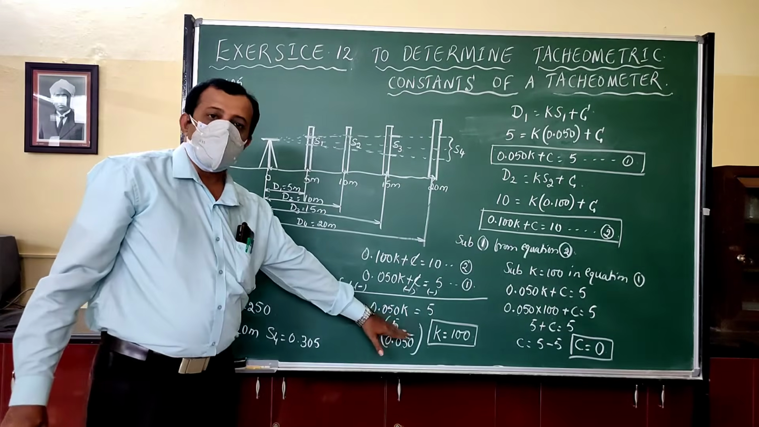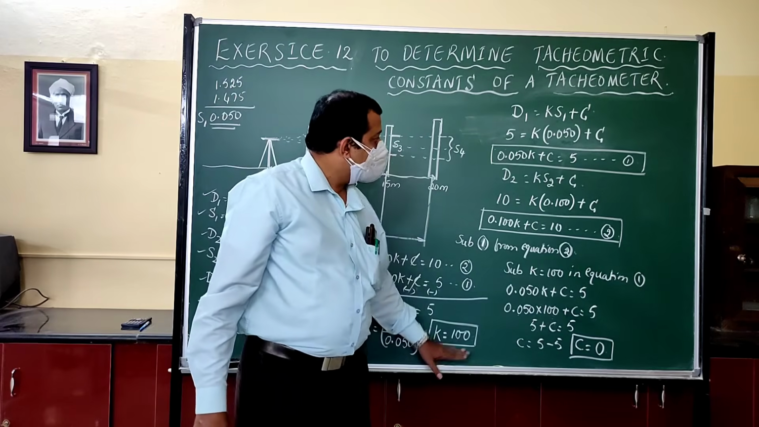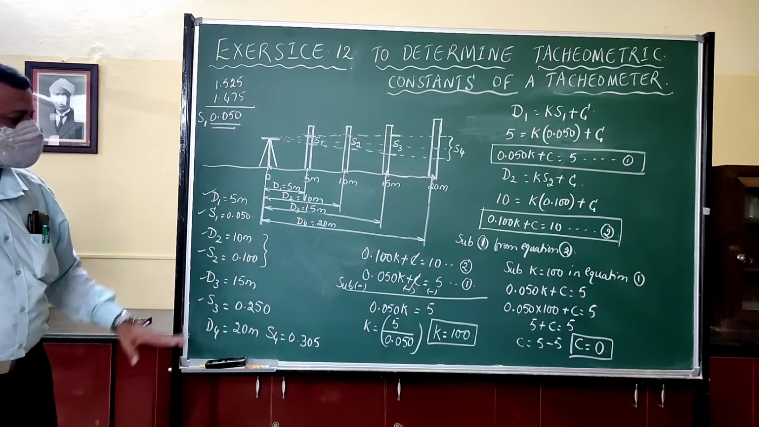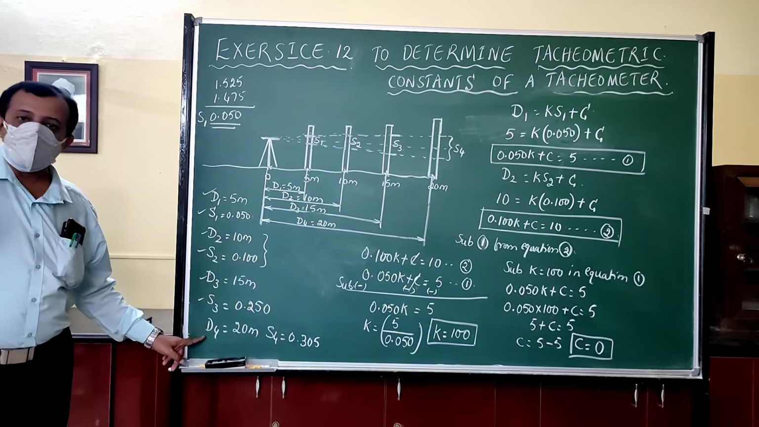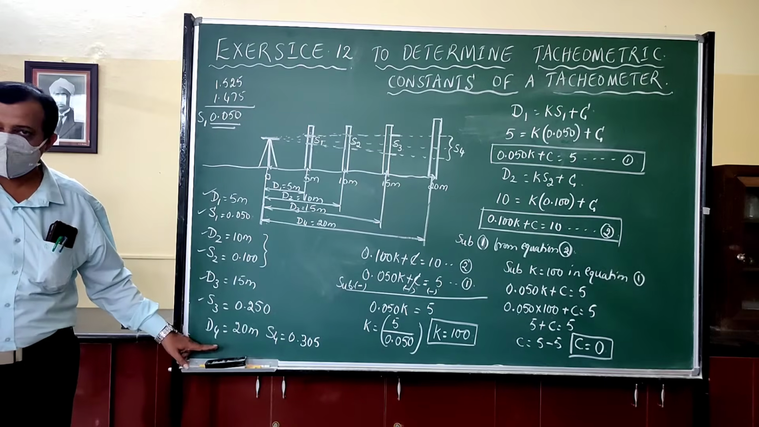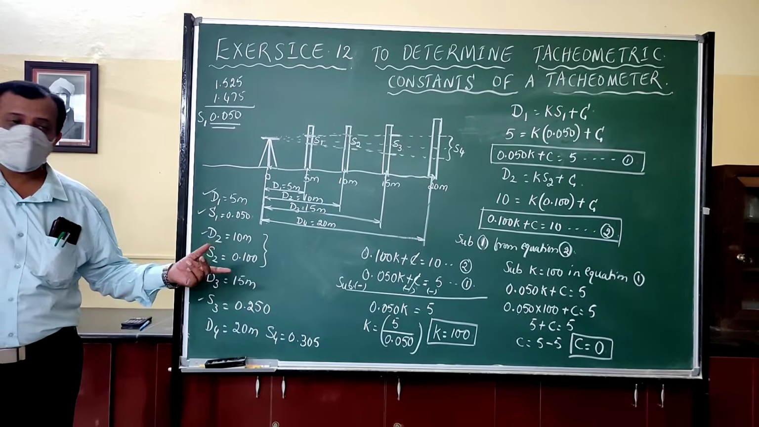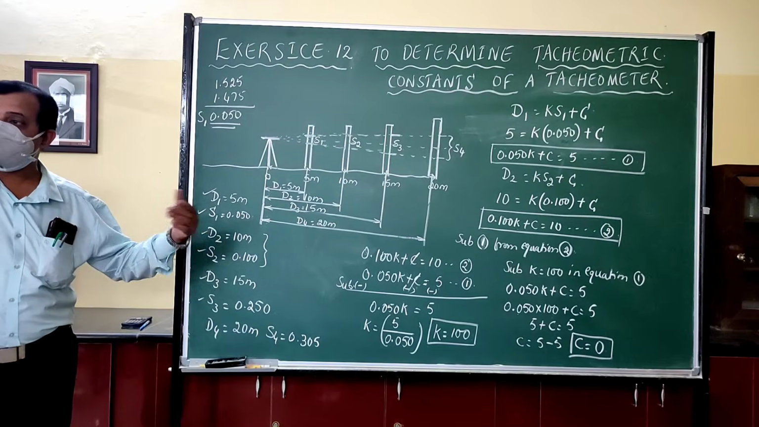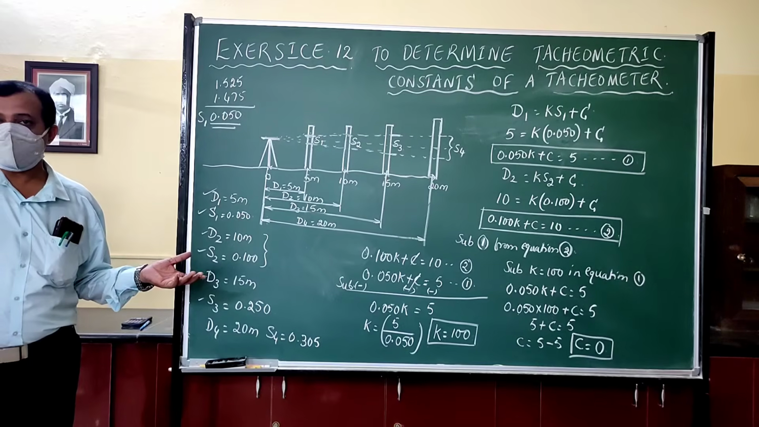These are the one set of equations, one set of values, right? K value and C value we have calculated for the one set. Similarly, you have to do the calculation for K and C for the another set, for D3 and D4, right? So, after finding the value of K and C for the second set, you have to take the average of these K and C values from the first set of equations and the second set of equations. That will be the final answer.